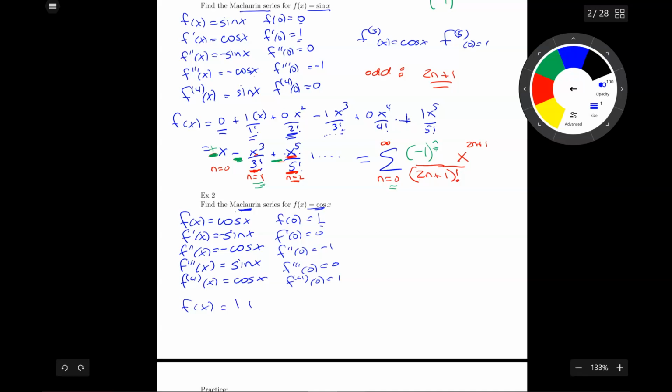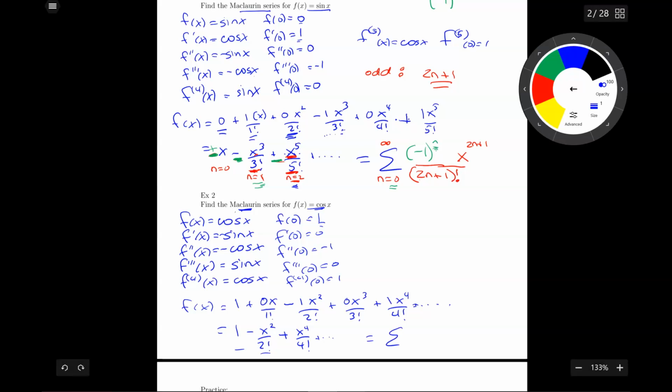Okay, so let's put these pieces together. So first term is 1 plus 0x over 1 factorial minus 1x squared over 2 factorial plus 0x cubed over 3 factorial. And then last one, plus 1x to the 4th over 4 factorial. And it keeps going on. So let's rewrite it, eliminating the 0 terms. Okay, so it's nice to have 3 terms. That was why I generated one more term. It's nice to have 3 terms to make our pattern.